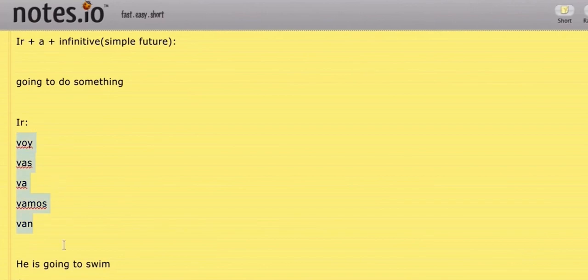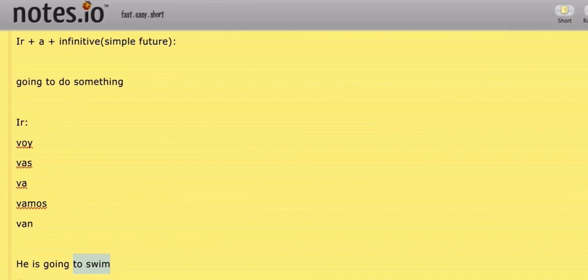Now, one more thing I wanted to note is the reason why we're using an infinitive here is because we're saying to swim. We're not saying he's going he swim. Let's say he's going to swim. So make sure to always have this in infinitive form rather than in a conjugated form like él va a nada. That doesn't make sense. If you say él va a nadar, that right there will be the correct way to use it.